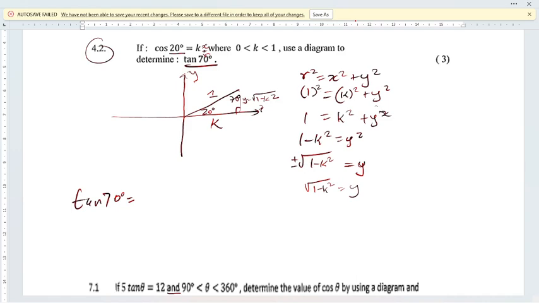So tan is definitely opposite over adjacent. Opposite is k over adjacent, the square root of 1 minus k squared.